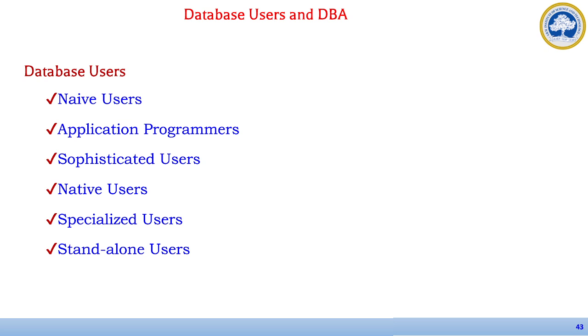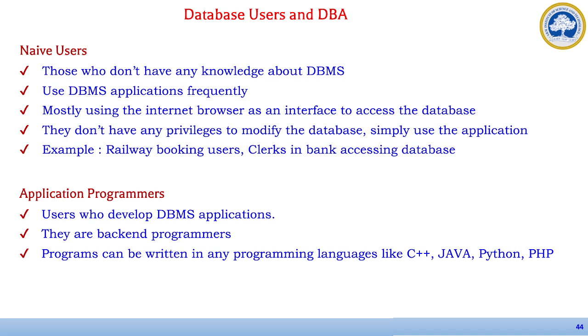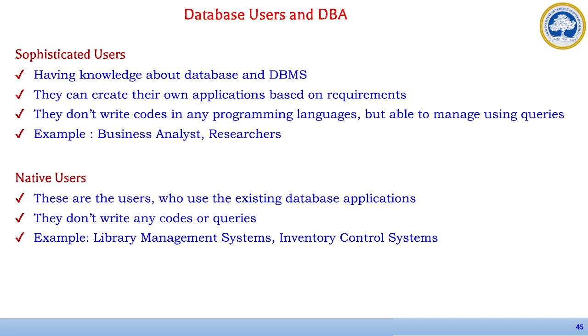And database users and database administrators: naive users, application programmers, sophisticated users, then specialized users and standalone users. Naive users are those who don't have any knowledge about the DBMS and use DBMS applications frequently. Application programmers are users who develop DBMS applications; they are backend programmers. Sophisticated users have knowledge about the database and DBMS, and they can create their own applications based on requirements. Naive users use the existing database applications. They don't write any code or queries.